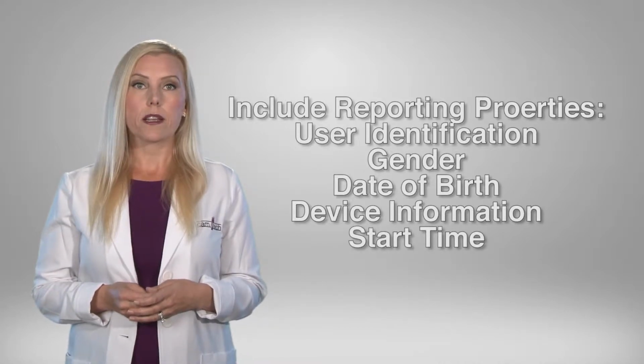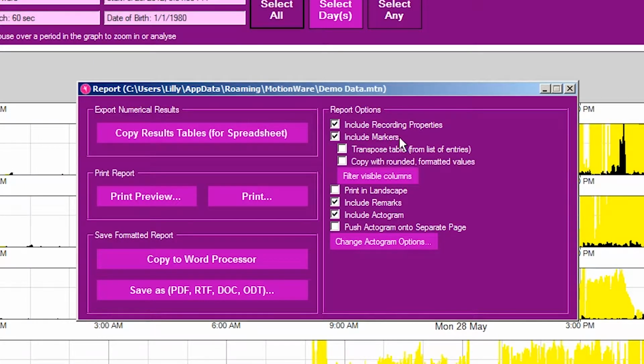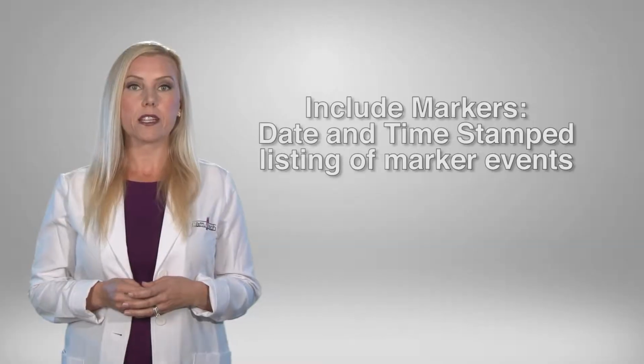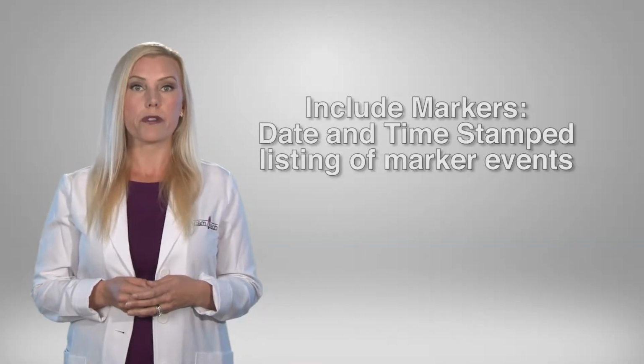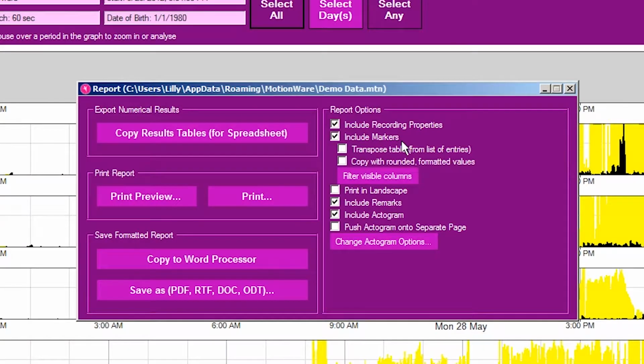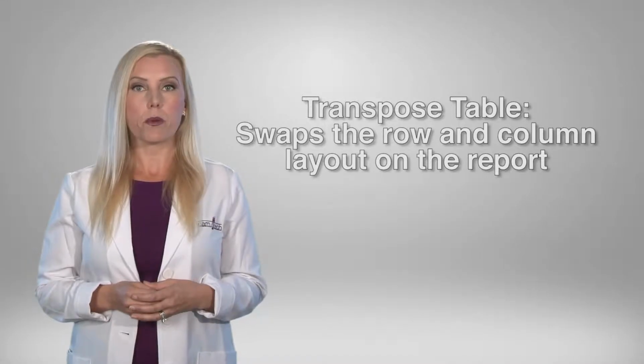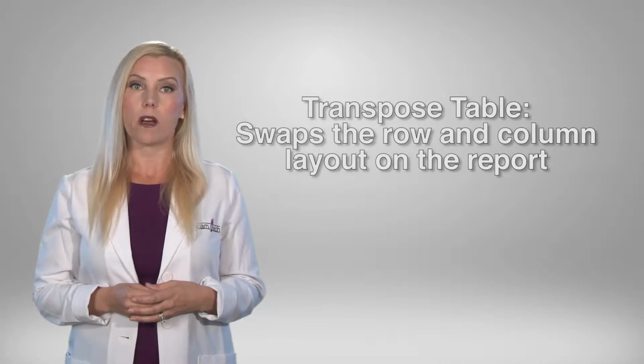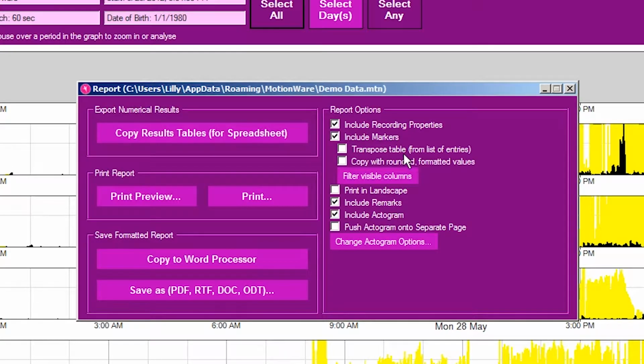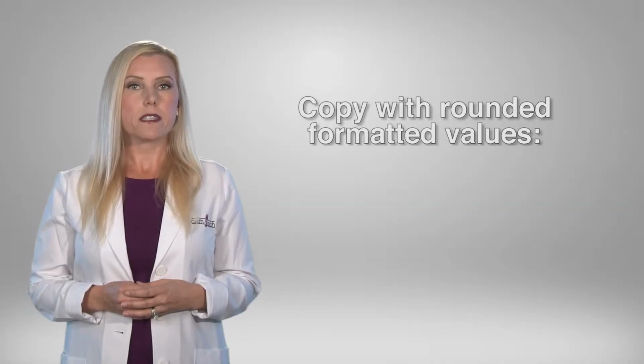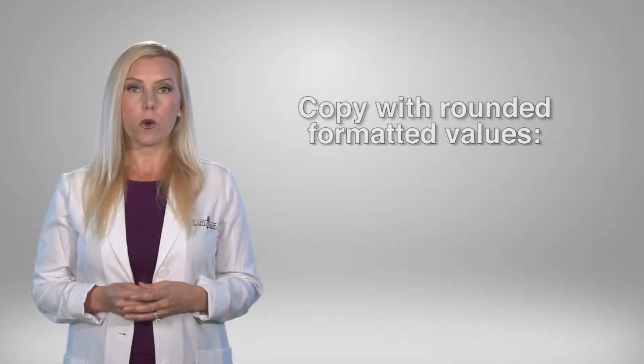within the report. Select the Include Markers option to include a date/time-stamped listing of marker events within the report. Select the Transpose Table sub-option to swap the row/column layout of the report. The Copy with Rounded Formatted Values sub-option applies to data exported via the clipboard only.